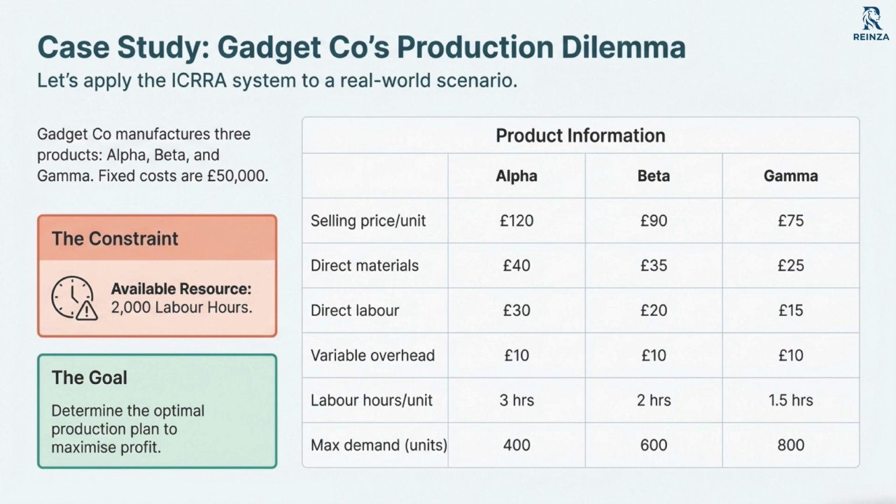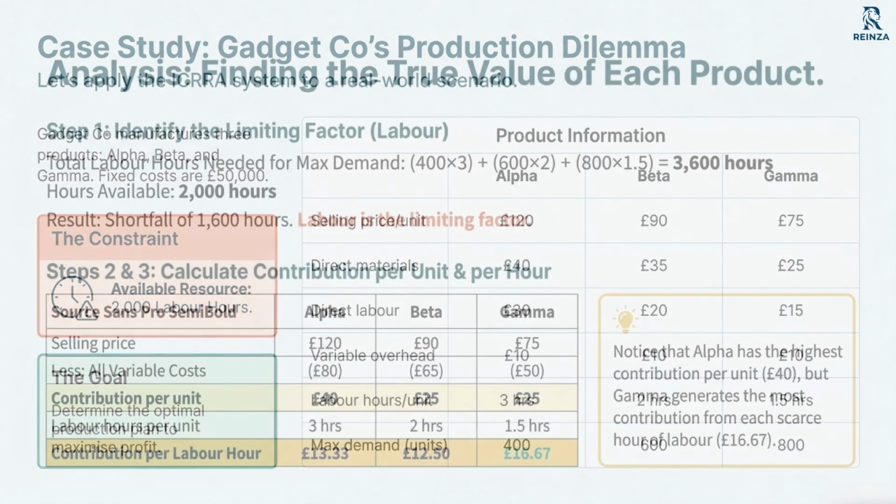Here is the constraint. Gadget Co. only has 2,000 labour hours available in this period. Fixed costs total £50,000. The goal is to determine the optimal production plan that maximizes profit. This is exactly the type of scenario you will face in your examination. We have multiple products, limited resources, and we need to decide how to allocate those resources for maximum profit. Let us work through this step by step using ICRRA.